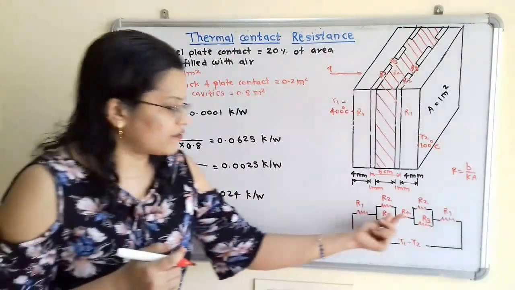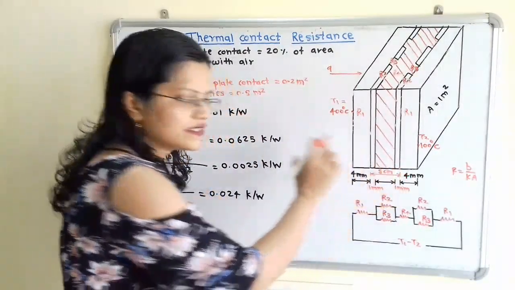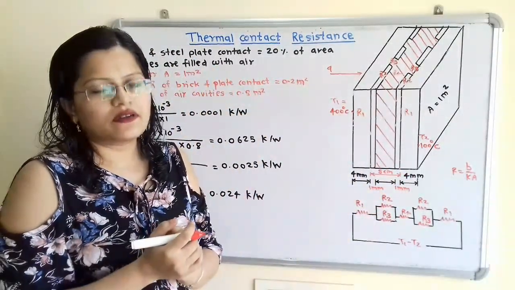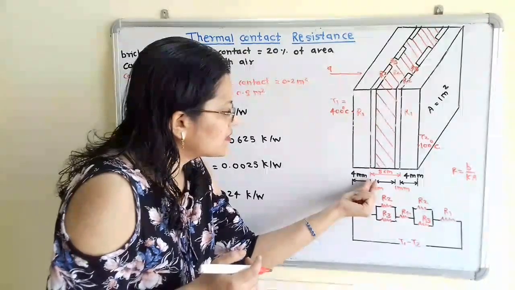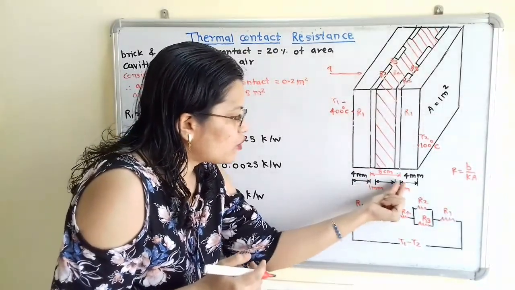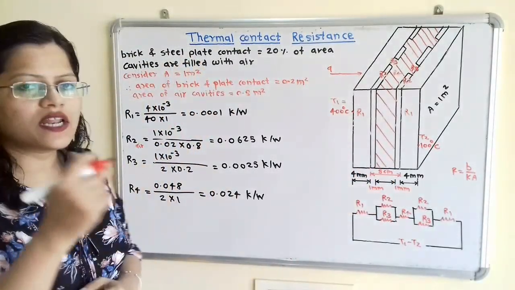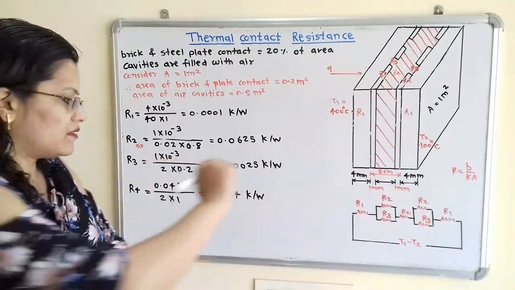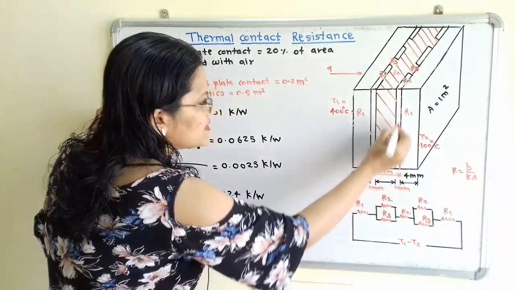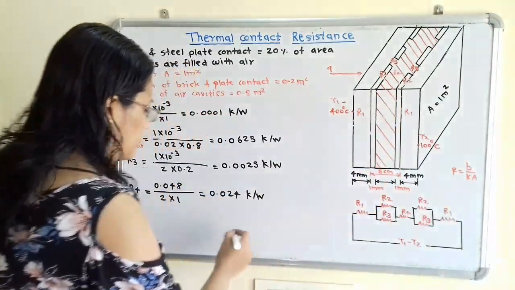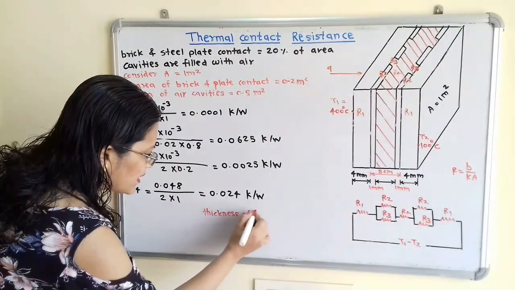Now we will find out R4. For this R4, if we observe, 5 centimeter is the brick layer given, but we have to consider this 1 millimeter asperities on both the sides. So from this 5 centimeter, that means the total brick thickness is 50 millimeter, we will find out the thickness of the brick layer excluding the asperities. So I will write here thickness of brick layer.